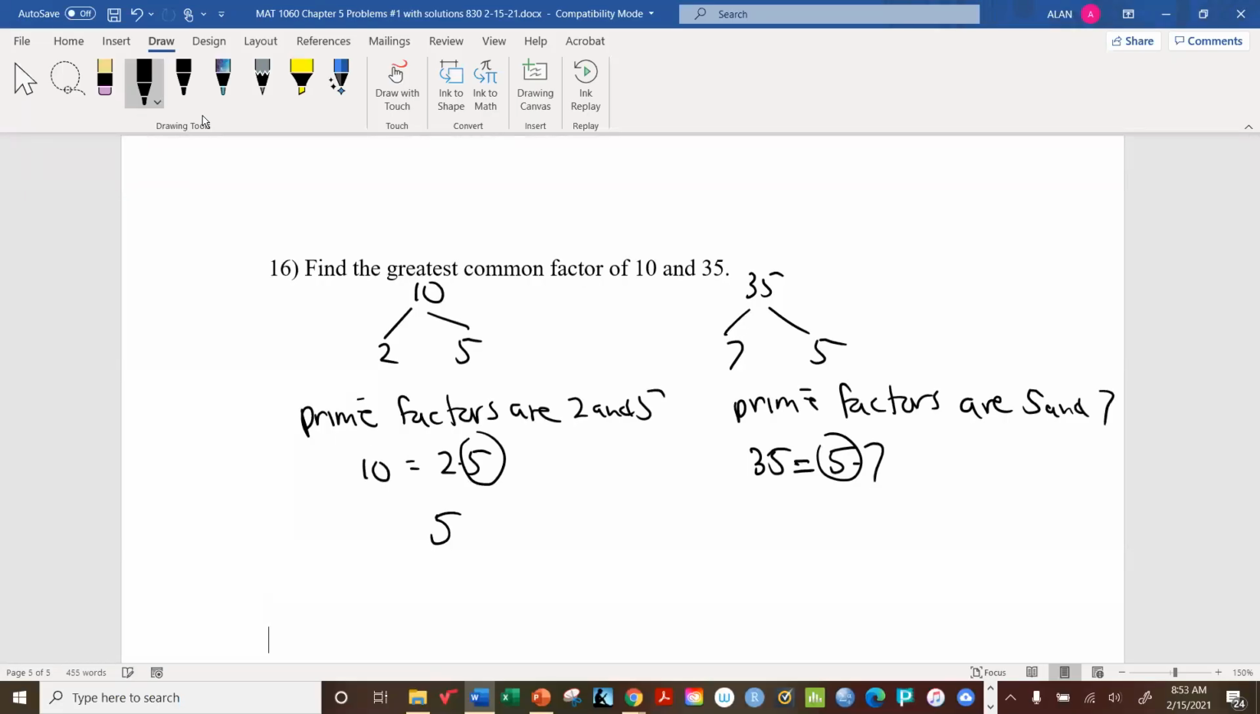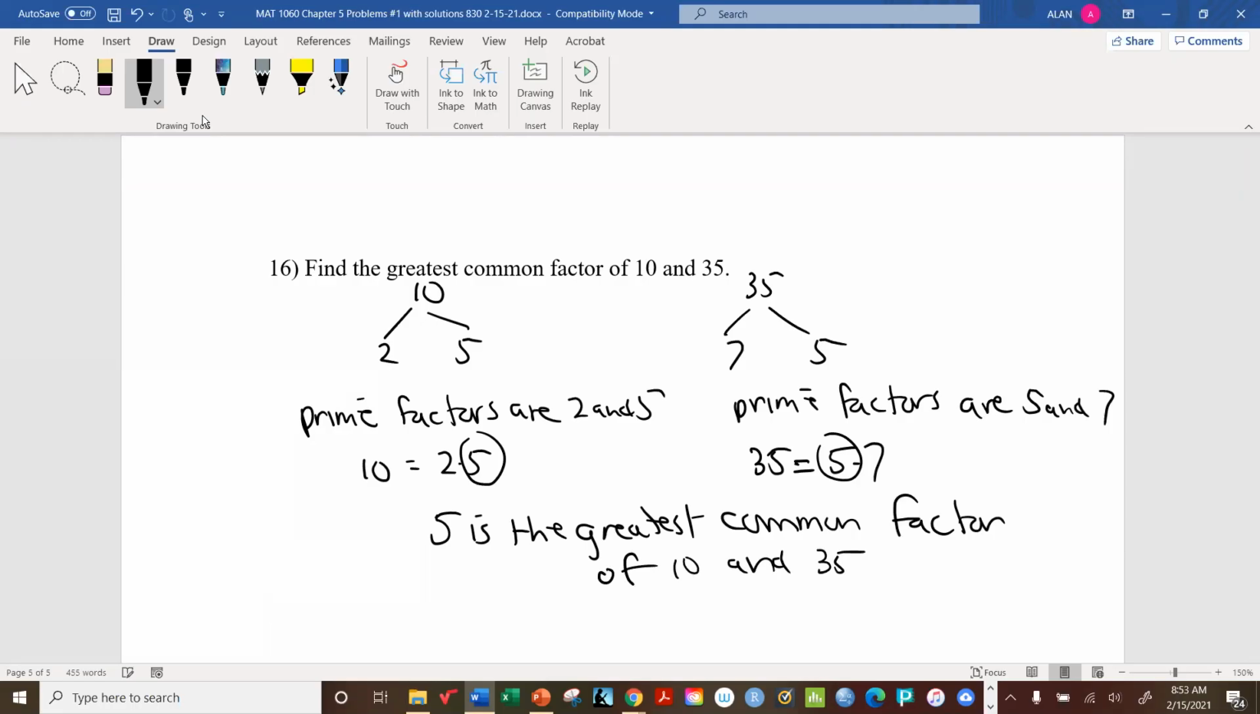and the one factor they do have in common is 5, and that implies that 5 is the greatest common factor, which you can feel free to abbreviate GCF if you want to, of 10 and 35. Also, remember, this is also referred to as the greatest common denominator. You do hear that as well, but it means the same thing.